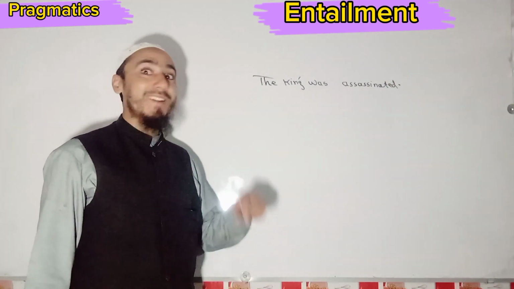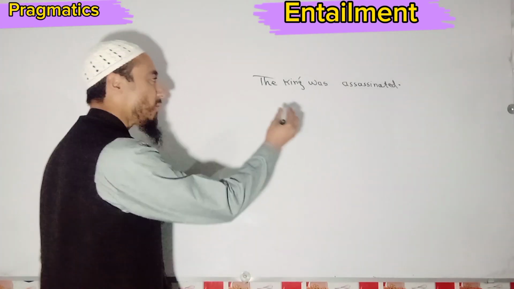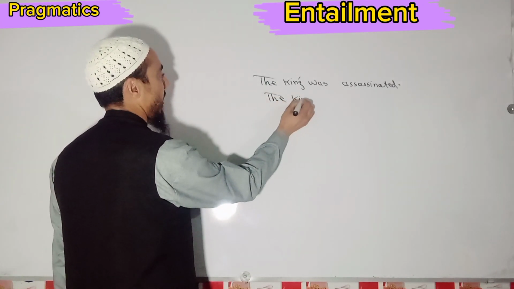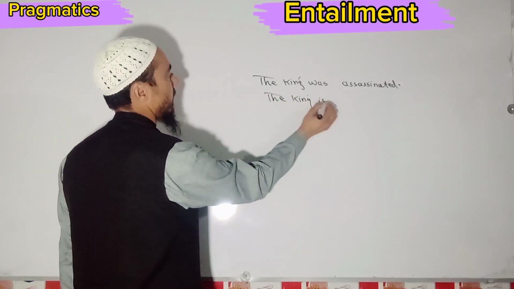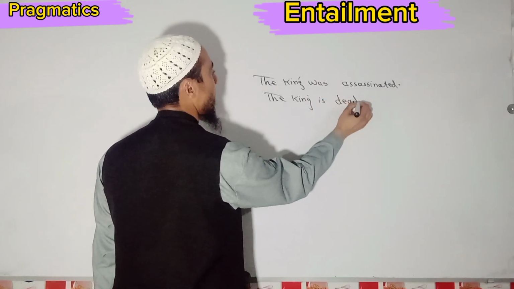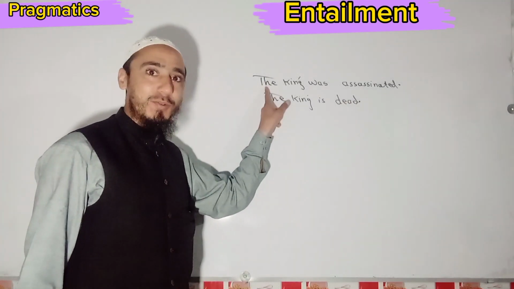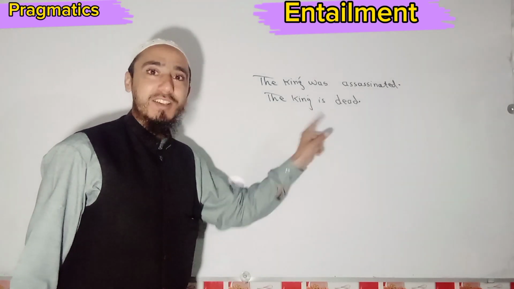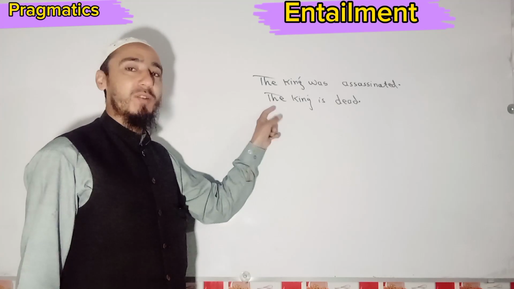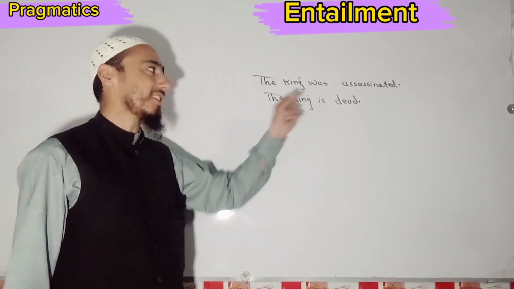Now, what is the entailment of this sentence? What is the proof of this sentence? The proof of this sentence is the king is dead. The king is dead. So you see, if statement A is true, then statement B must be true. If statement A is false, then statement B must be false. So here the king was assassinated, so the king is dead.